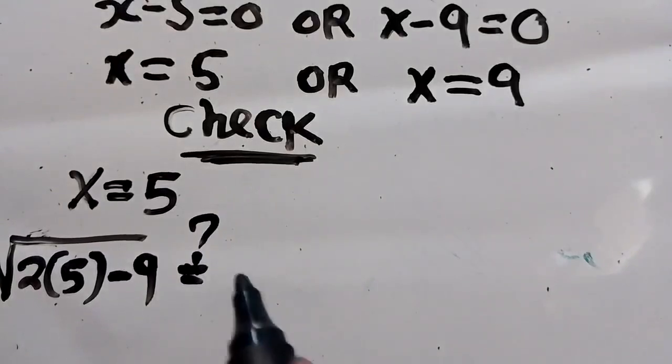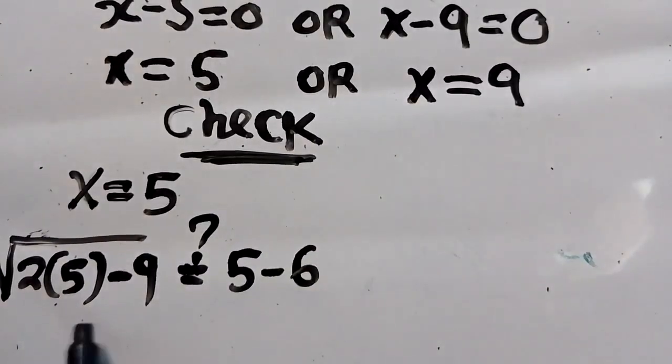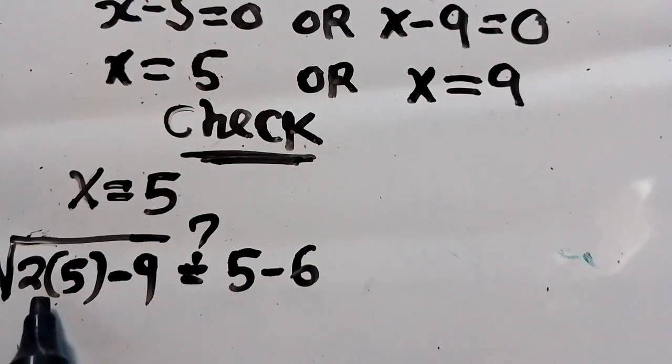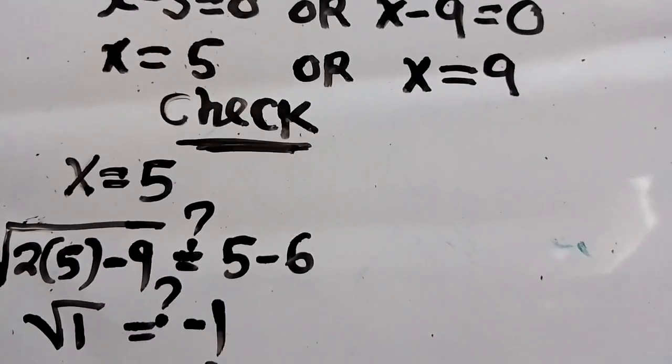Then here there was x minus 6. So I won't say x minus 6, I'll say 5 minus 6. So what are we having under the root? We are going to have 4. This is 10. So 10 minus 9, it is 1. Root 1, then equal to, I put a question mark because I don't know. Here I get negative 1.